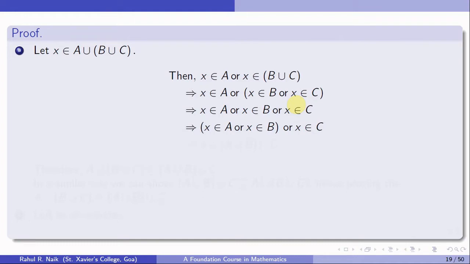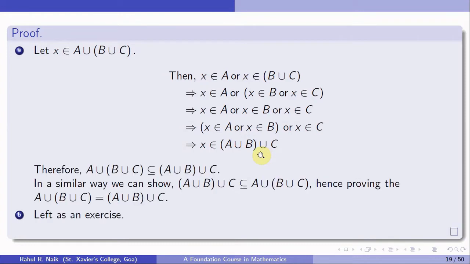So this proves that A union (B union C) is a subset of (A union B) union C, and in a similar way you can prove the other way around, which proves that A union (B union C) is equal to (A union B) union C. And the second one can be proved in a similar way. It's going to have intersection, and you just have to open the brackets, remove the brackets and rearrange the terms the way you want. So I would leave it as an exercise.